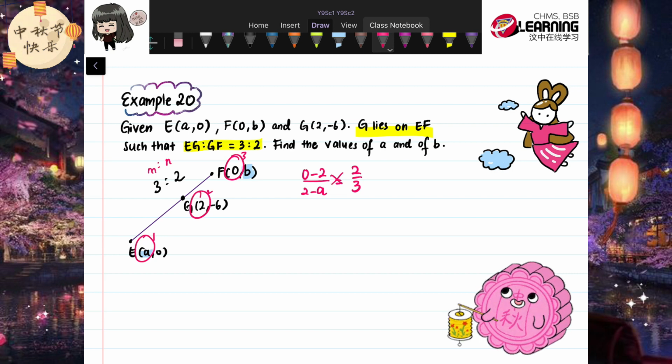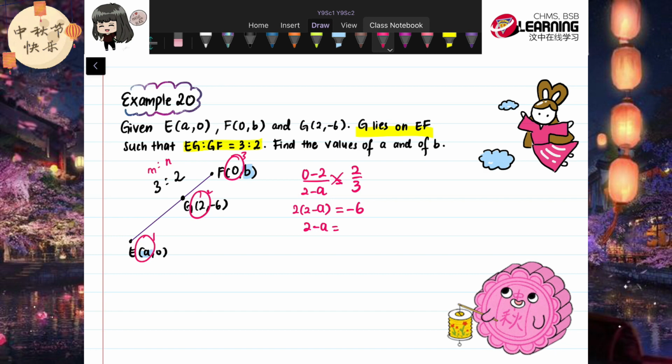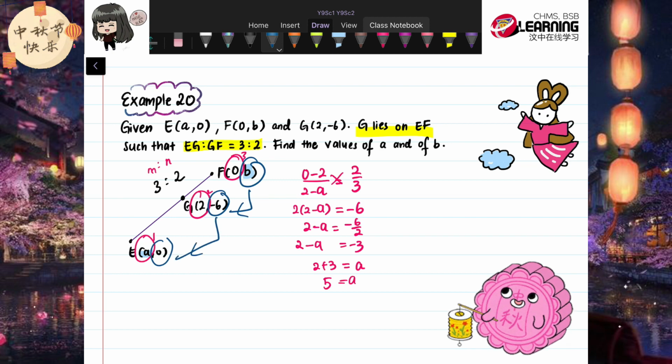Okay, so we're gonna cross multiply for this question. So 2 bracket 2 minus A, 3 times negative 2 is negative 6. Then move 2 to the other side, become divide. So my A is 5. Okay, same goes to B, and negative 6 and 0, the y coordinate. So the third y minus the second y, and second y minus the first y. So B minus negative 6 over negative 6 minus 0 equals 2 to 3.